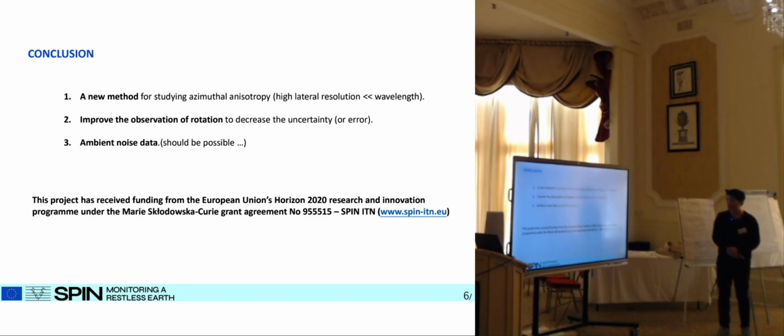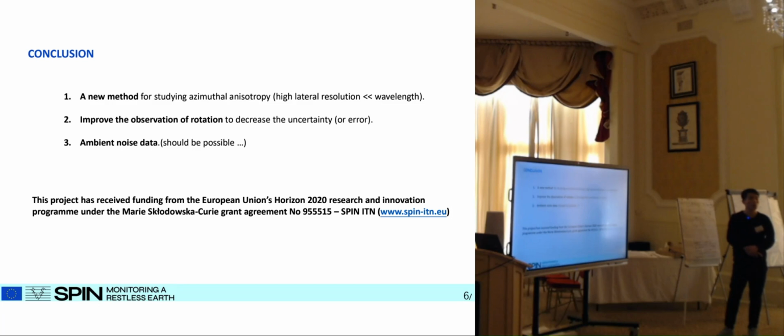The second point is that we have to improve the observation of the rotation, because I use array-derived rotation since we don't have an available rotational sensor. The third is that I'm trying to test ambient noise data. In theory, it works, but for real data we have to do a lot of tests, but it should be possible. That's it. Thank you.